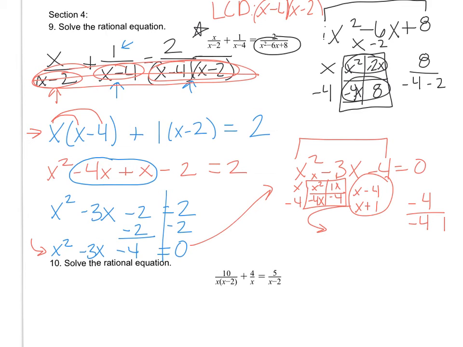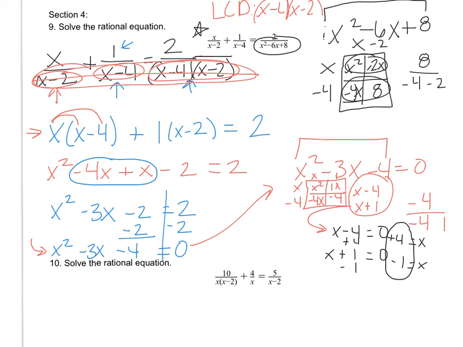Last step here is I need to take that x minus 4 and set it equal to 0, and the x plus 1 and set it equal to 0. When I add the 4 on each side, and when I subtract the 1 on each side, those become my answers for x. x is 4, x is negative 1.